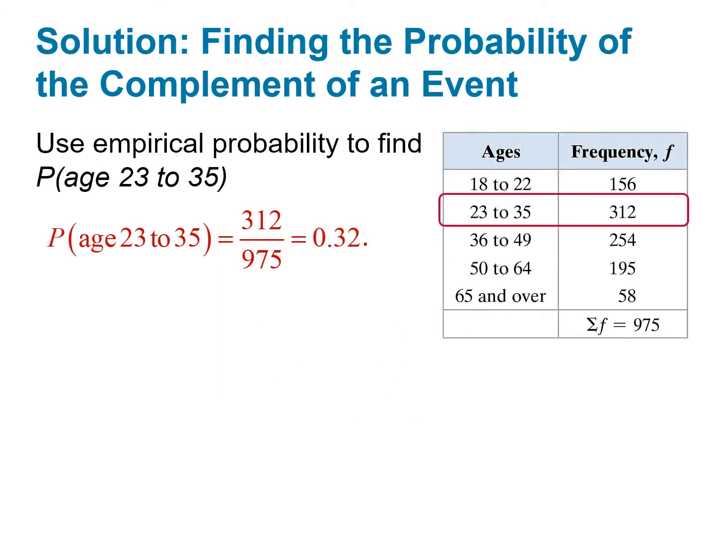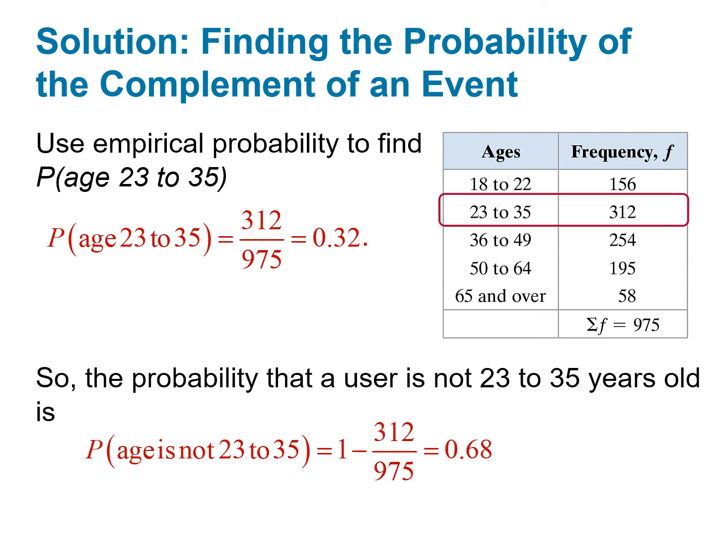If we look on our chart at 23 to 35, the probability of them being from 23 to 35 would be 312, which we get from the chart, over 975, which is the total number of values that we have there, or 0.32. Now, if I wanted to find the probability that a user is not 23 to 35, I would simply take 1 minus that previous probability, the 312 over 975, and that would give me 0.68.